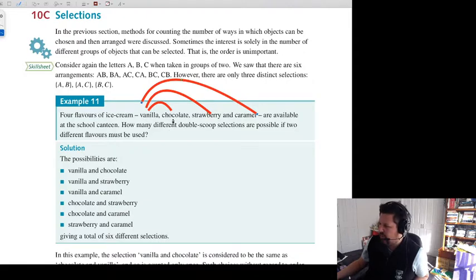You could also have the chocolate with the strawberry. You could have the chocolate with the caramel. And last but not least, you could have the strawberry and the caramel. Now, we don't need to list back the other way. You don't need to list chocolate and vanilla. That's already listed in this other combination there. So it's important to know that's the difference between arrangements and selections.